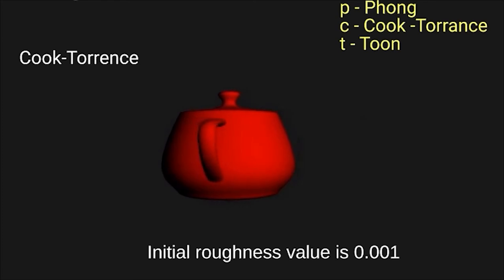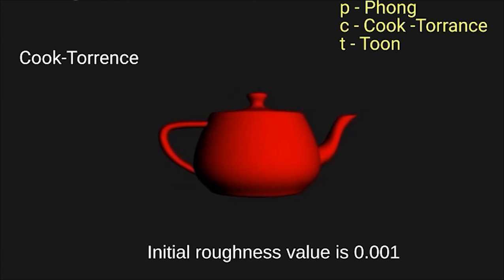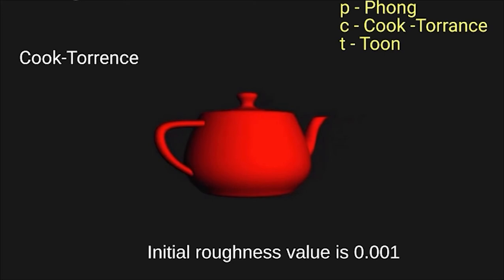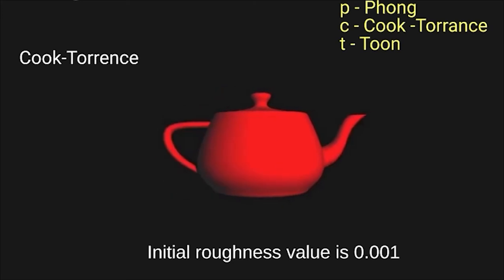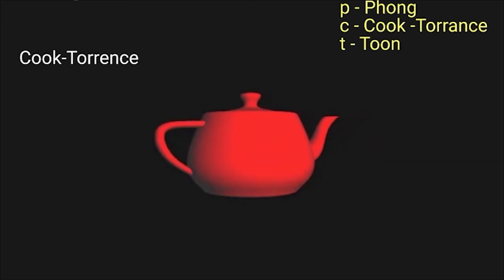If I increase the roughness by pressing I, you can see the light is distributing all over the place and the change in the teapot. If you have to decrease the roughness, you have to press J. Now let's see. Yeah, now again the light is gathering at one place.